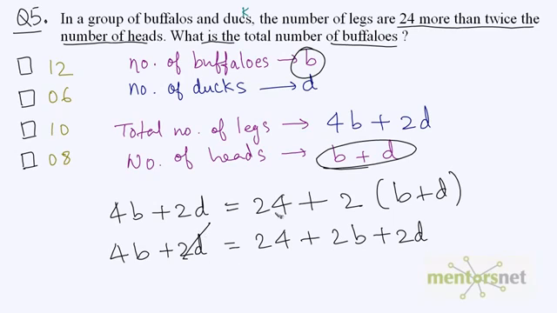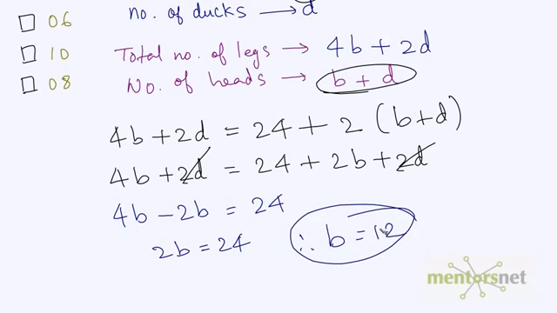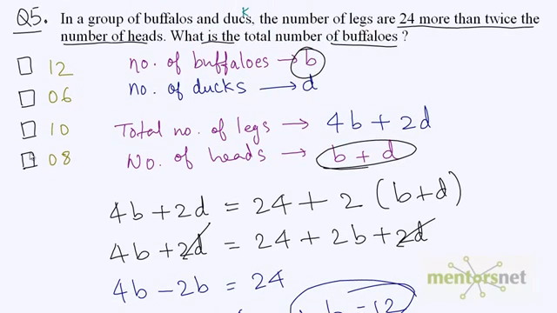This 2D and this 2D get cancelled out. What remains is 4B minus 2B. This 2B gets moved to the left of the equals sign, and this is equal to 24. Now 4B minus 2B is 2B, which is equal to 24. Therefore B is equal to 12, since 24 by 2 is 12. So the number of buffaloes is 12.